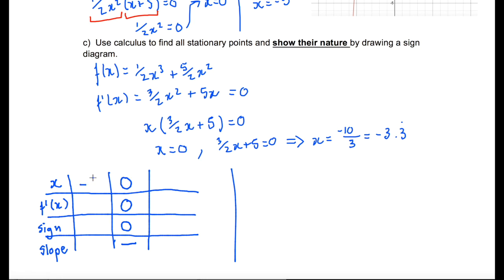So let's say x equals negative 1. Now, in a different color, let's quickly work out what f dash of negative 1 is. We're not really interested in the number and the answer. We want to know whether it's positive or negative. f dash of negative 1 is equal to 3 on 2 times negative 1 squared plus 5 times negative 1. Okay, so that's going to be 3 on 2 minus 5 equals, well, 3 on 2 is 1.5. All we care is that it's negative. Okay, so we're going to say we know the sign is negative.